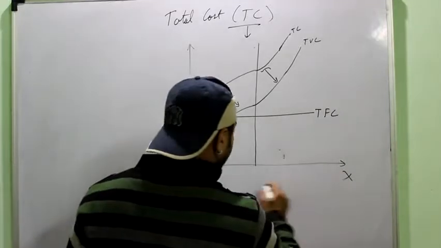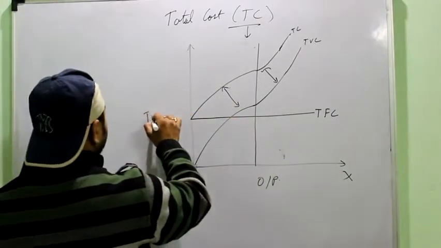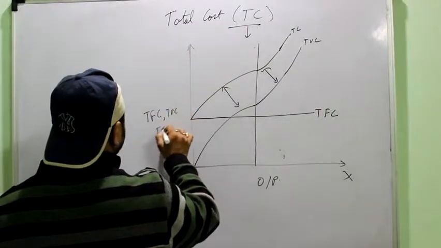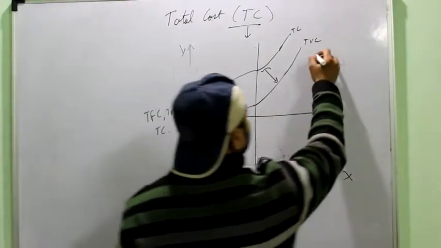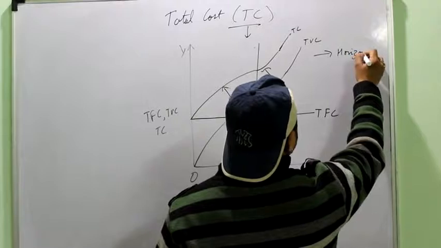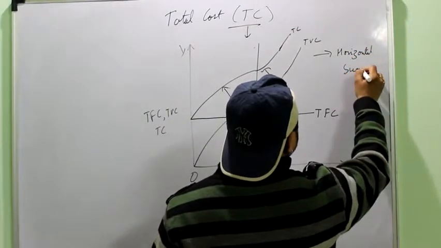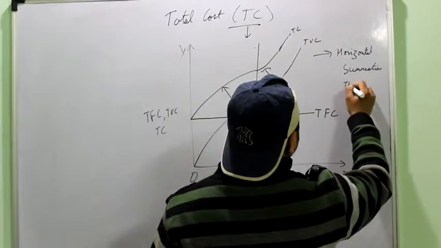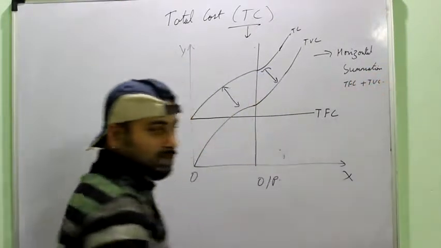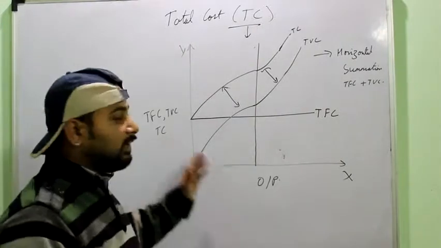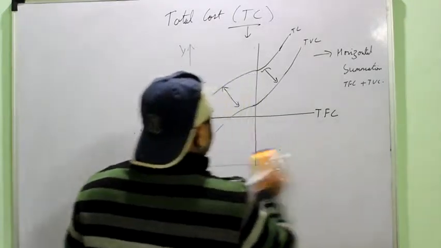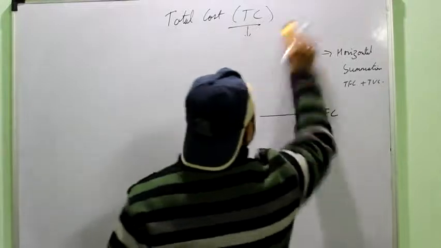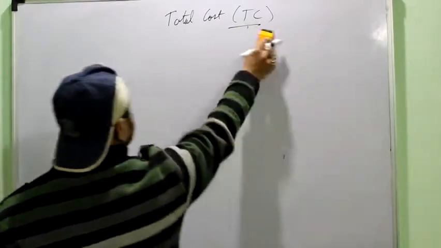On the x-axis we have the output produced. On the y-axis we have TFC, TVC and TC. This is TFC, constant, then TVC and TC, and it is known as the summation of TFC and TVC curve. Like numerically we added TFC and TVC, similarly graphically we have added TFC and TVC. So this can be asked in a 3-mark question: explain and show these three curves diagrammatically.